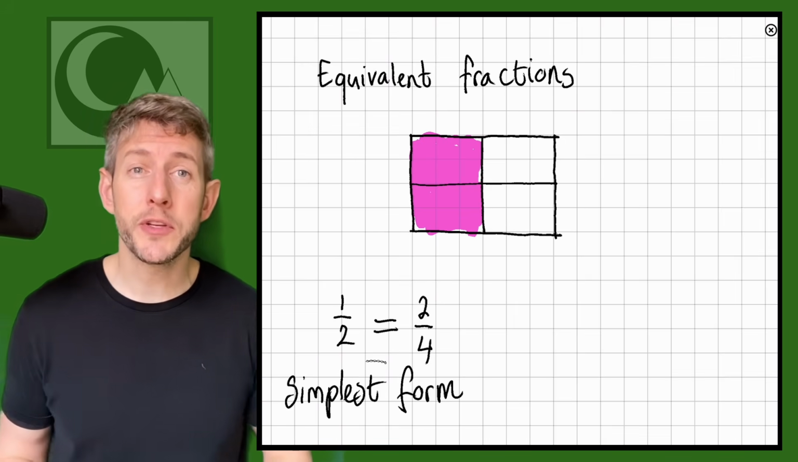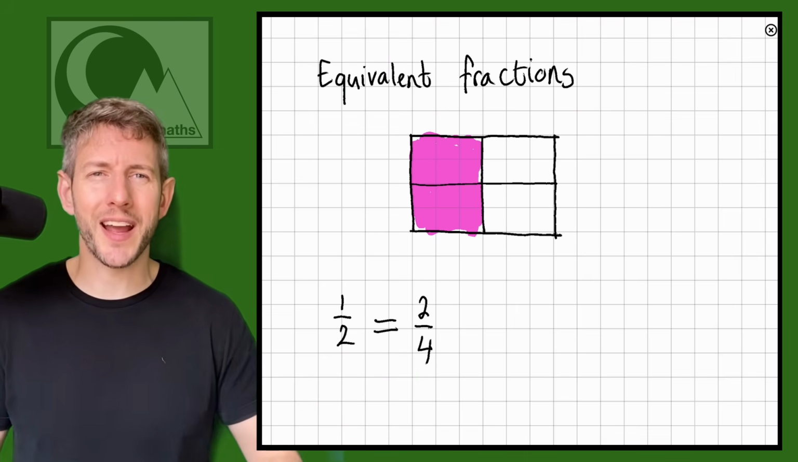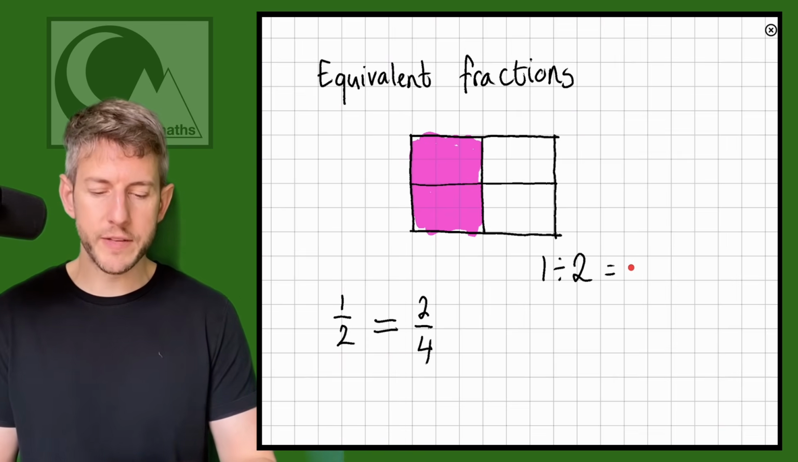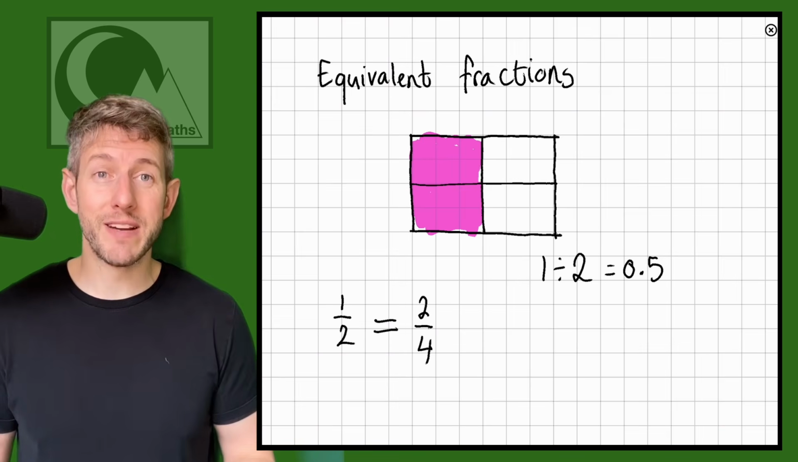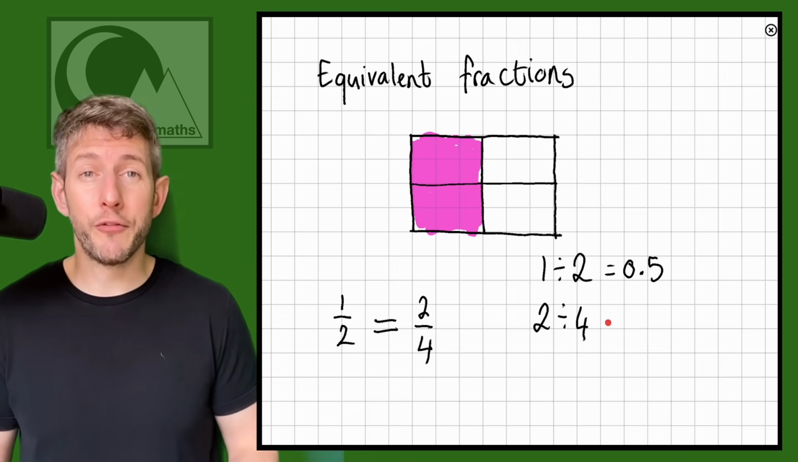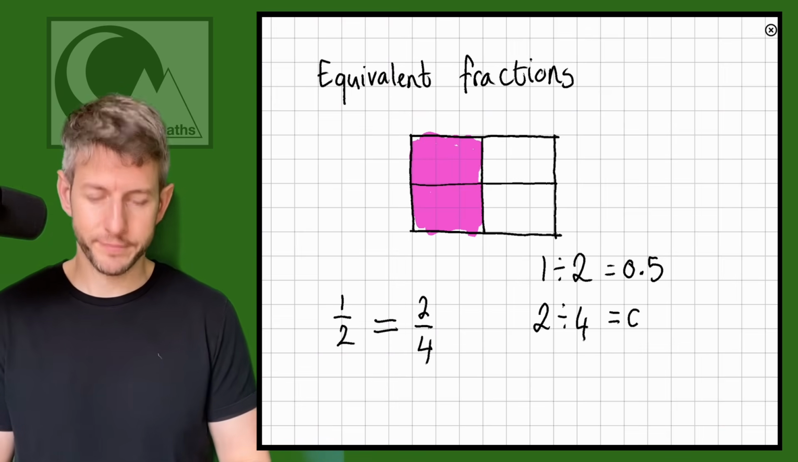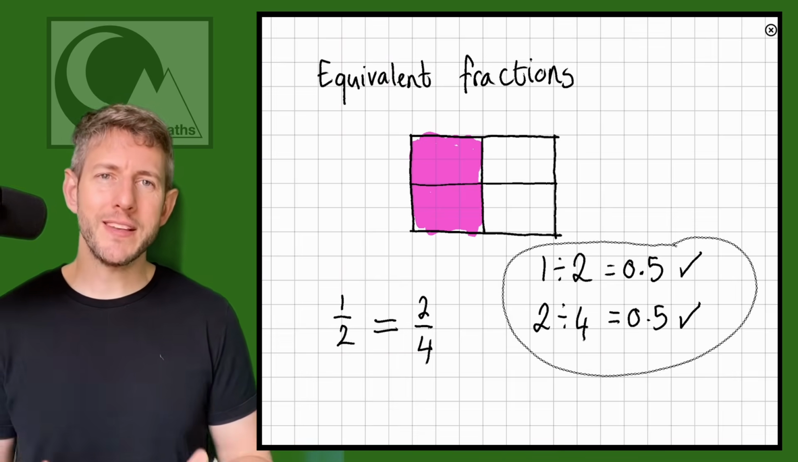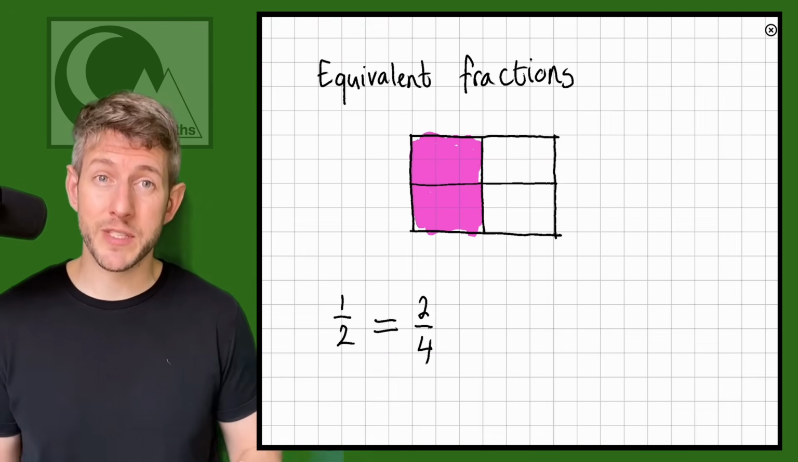If you wanted to, you could also test this on your calculator to check that they give you the same decimal. So 1 out of 2 we know will be 1 divided by 2, which equals 0.5. And 2 out of 4 would be 2 divided by 4, which also equals 0.5. So we know that these two fractions are the same size.